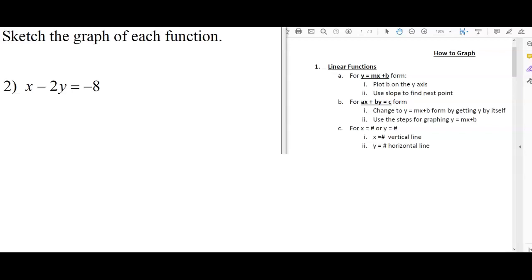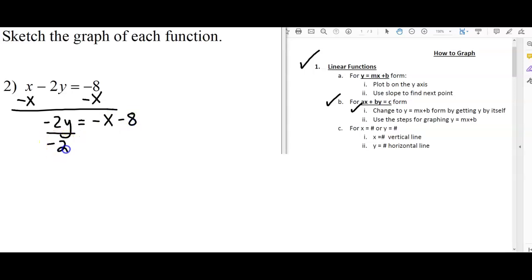So number 2, we want to graph this, and this is a linear function, and it's of the form ax plus by equals c. The first thing we want to do is change it into y equals mx plus b form by getting the y by itself. So the first thing I'm going to do is subtract the x on both sides. And then I'm going to divide both sides by -2.